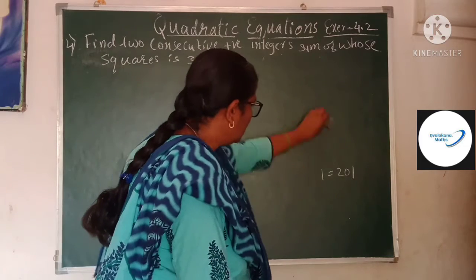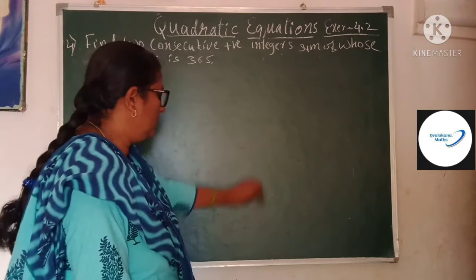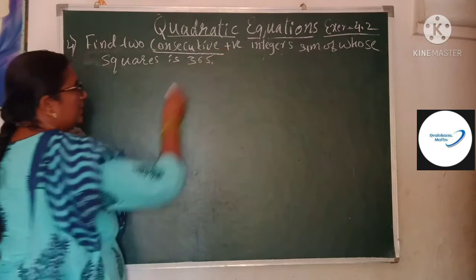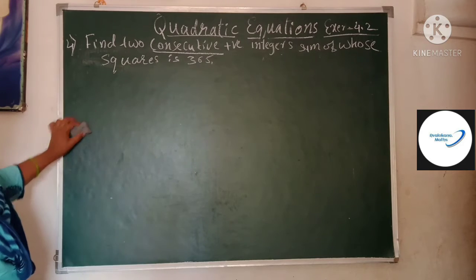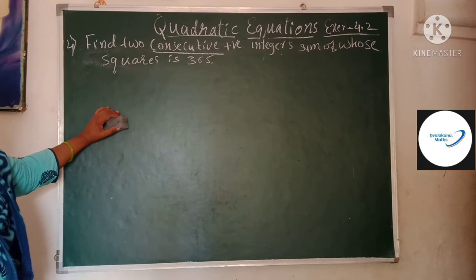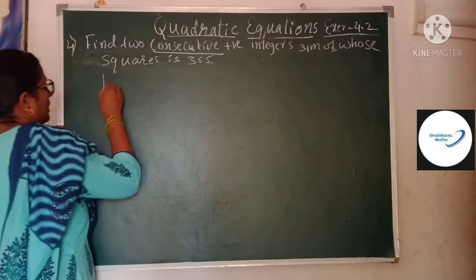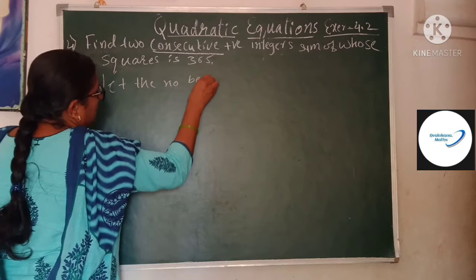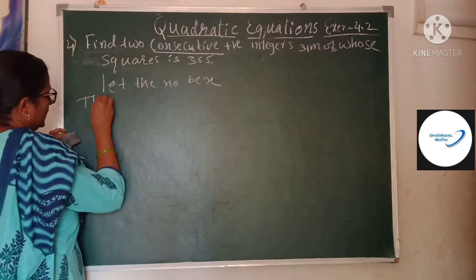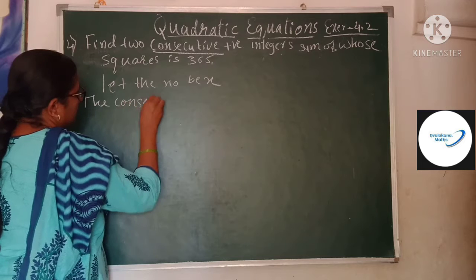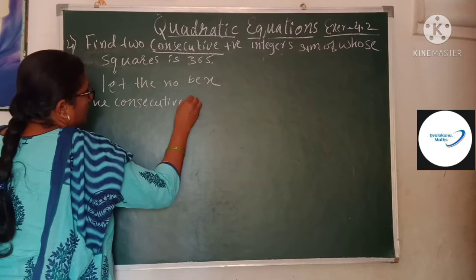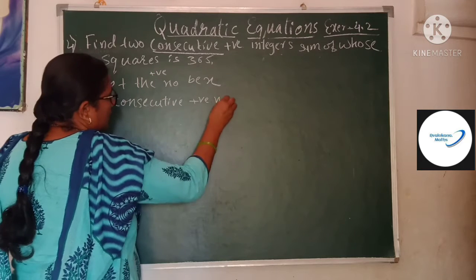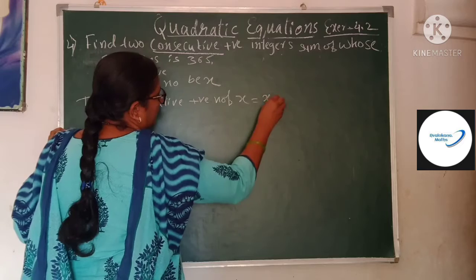Very simple problem, so only this thing you need to know. Consecutive means what? Don't get confused. It is nothing different, simply the immediate next to the number given. Let the number be x. You are taking here, let the number be x. What are you going to say next? The consecutive positive number. Let the positive number be x. Okay, the consecutive of x is x plus 1.